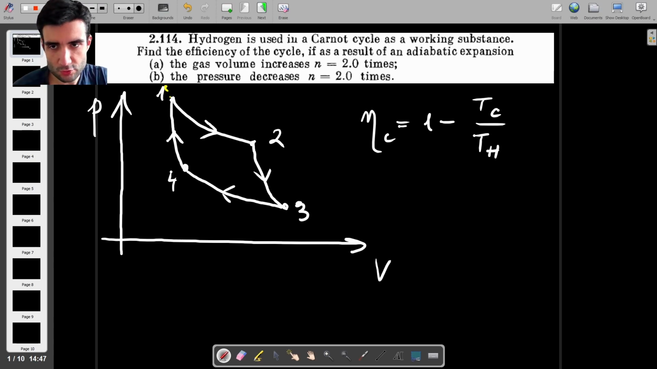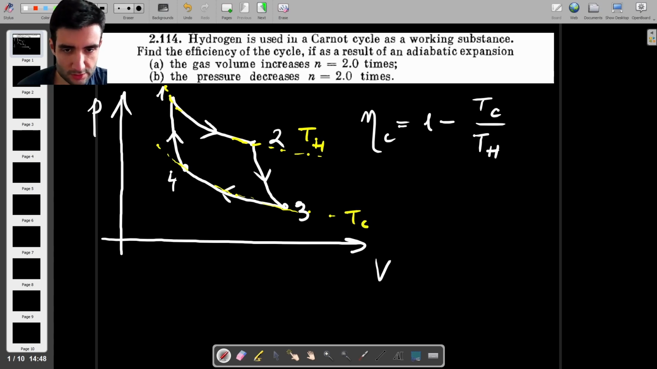So you should know that the Carnot cycle operates between two temperatures, and two of the processes are isothermal processes. So you have this temperature being the hot temperature and this one being the cold temperature.